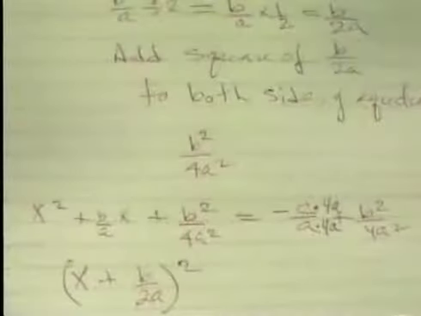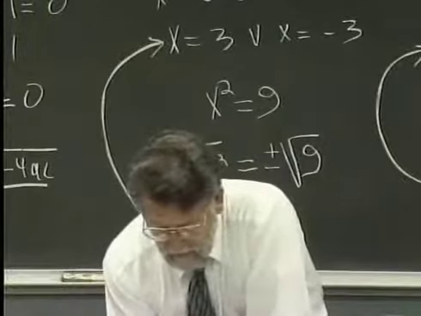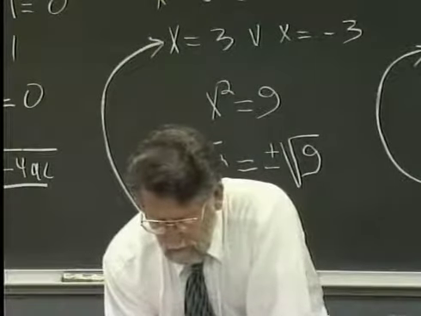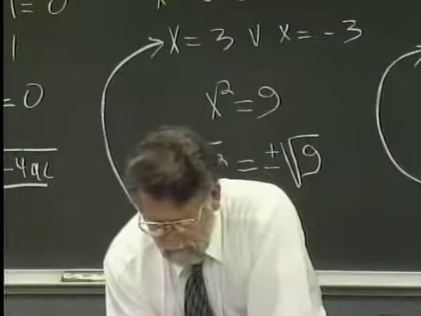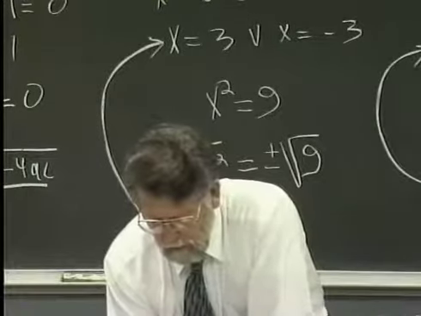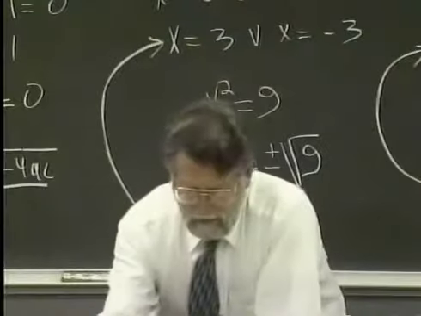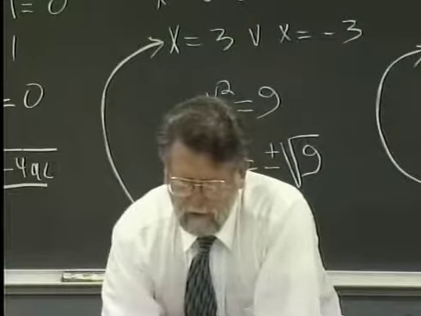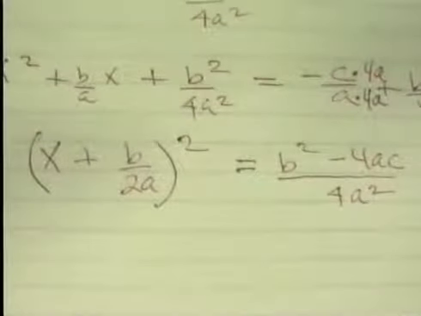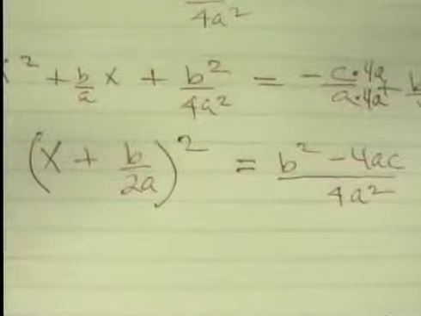I've multiplied by 4a. So what that allows me to do in the next step is to write b squared minus 4ac over 4a squared. Debbie, I guess I'm going to have to move the camera out a little bit to get that. There, looks better. That's what I ended up with. I rewrote the right side over the common denominator.